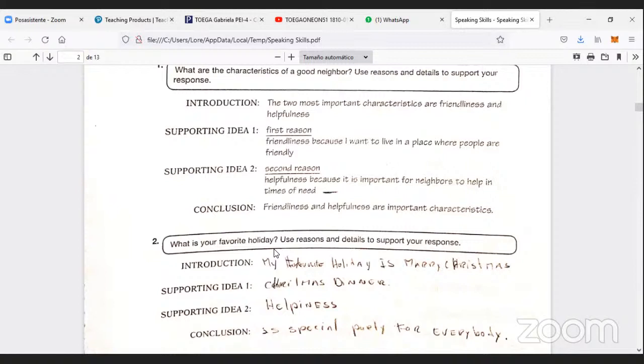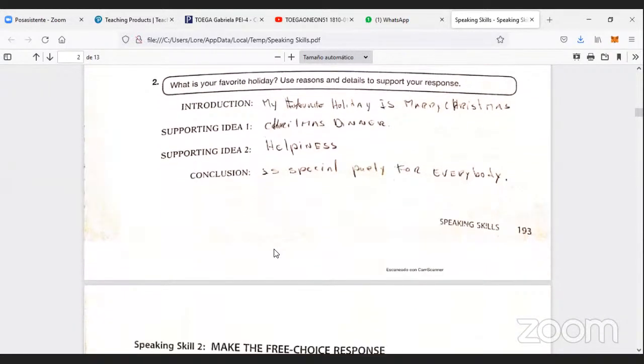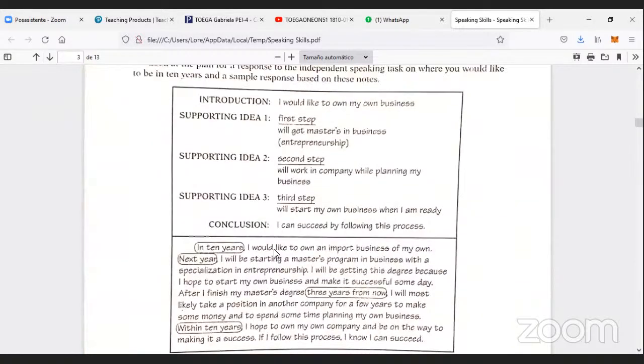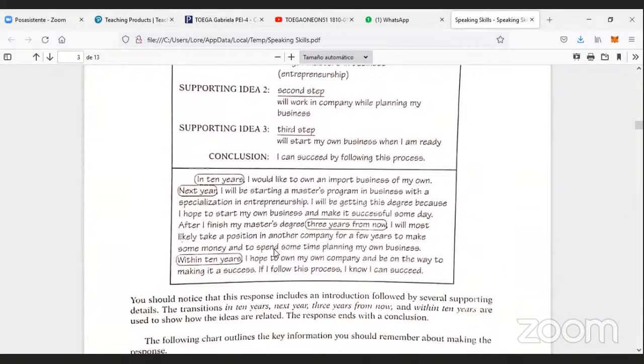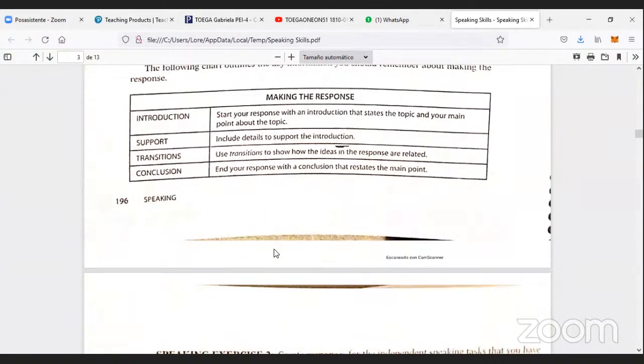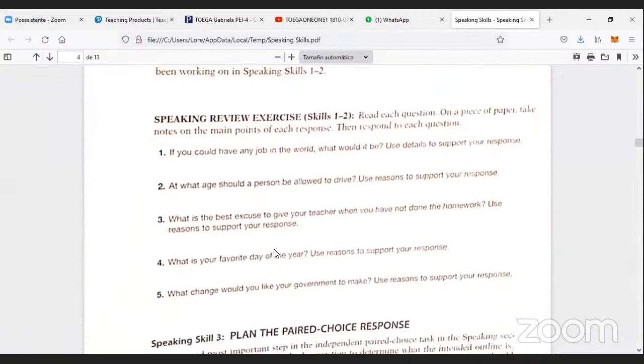Okay, perfect. Very good. Excellent. If you have more than two reasons, you could say them. You could have up to five. Five is the limit, but the most common is three or two. Okay, perfect. So now, make the choice the same.